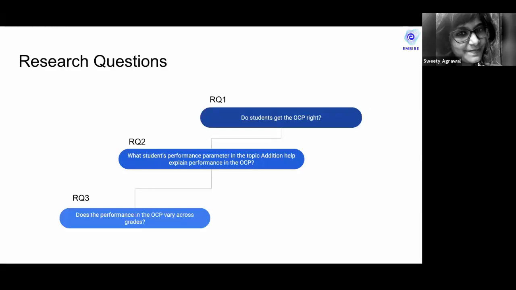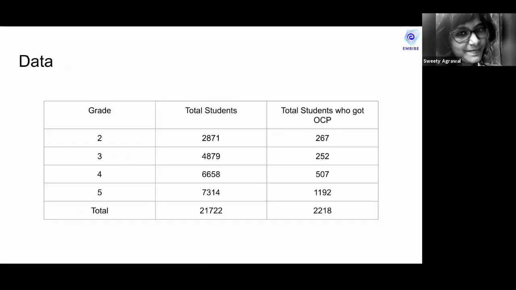So basically we wanted to look at three research questions using this study. The first one is whether they would get this subtraction word problem, which we are calling an out of context problem, correct. The second is, since it was given in the addition context, what other factors of the addition topic might help explain the performance in the OCP, if there is any such factor. And the third is whether this performance varies across grades or not.